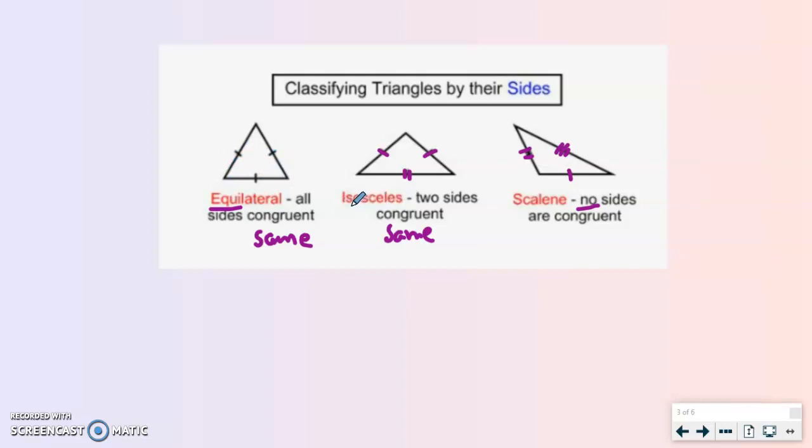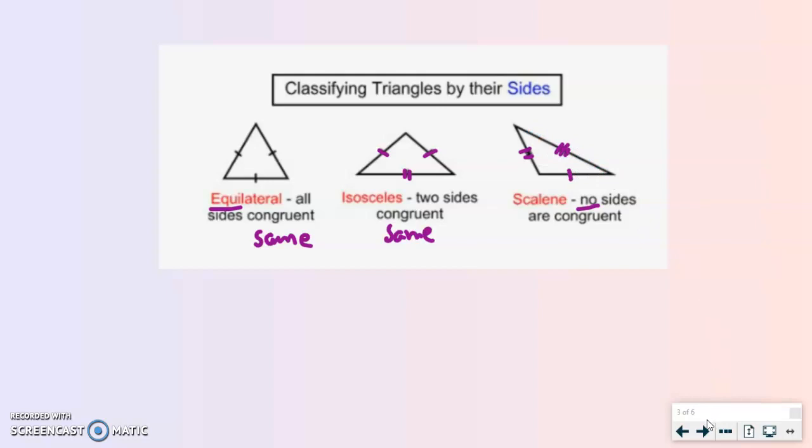Isosceles, it's a funny word to say. I know it has the 3 S's, but I like to think that it has the 2 S's near each other, and so the 2 S's kind of are like the 2 sides that are the same. And then scalene is just kind of, if someone figures out a way to remember scalene, please let me know. I still haven't quite figured it out yet.